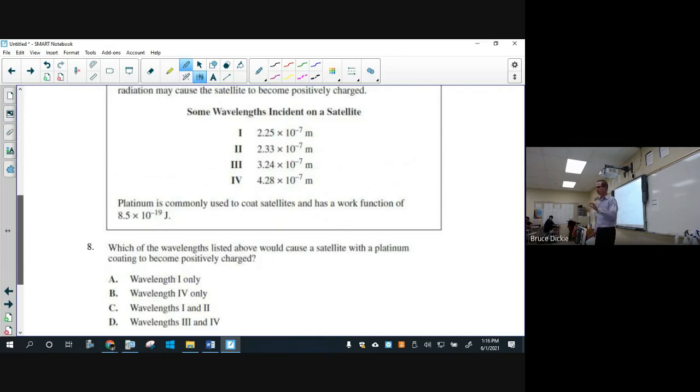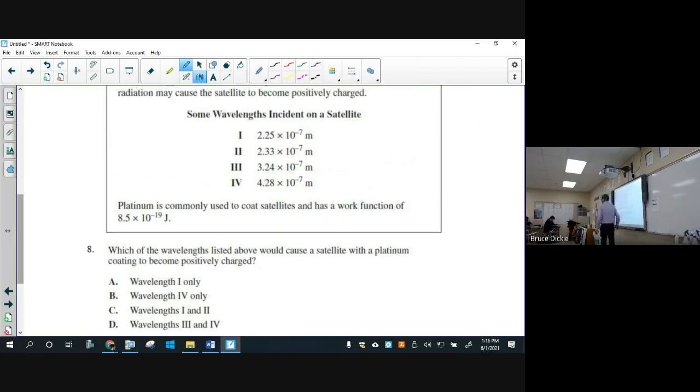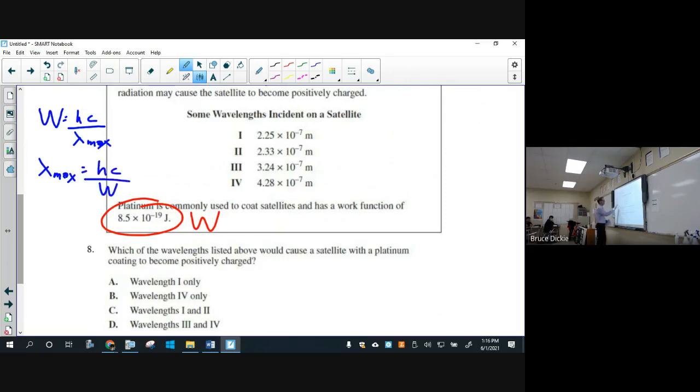All right, we did questions just like this on our worksheet, just not in a context like this. There are 2 options for this. We'll call it the blue option and the green option. See how many people did it each way. Here's the work function. I can say the work function is HC over lambda max. And I can rearrange that to solve for lambda max, HC over W. I'm not sure what I get there, but whatever it is, it's a number, right?